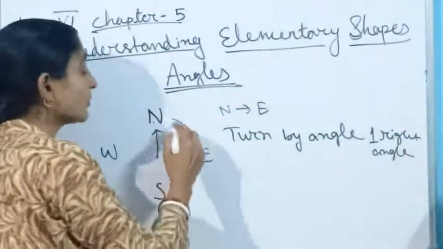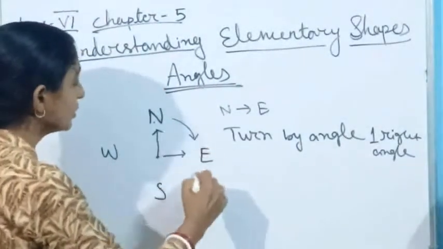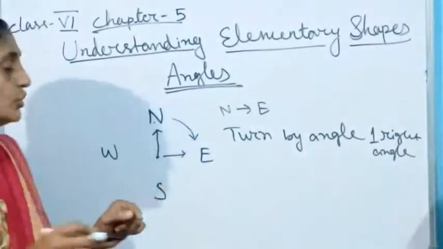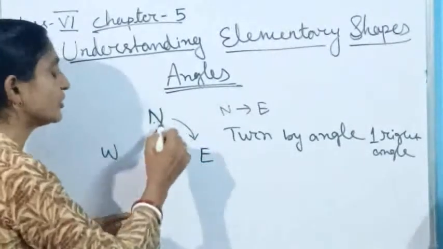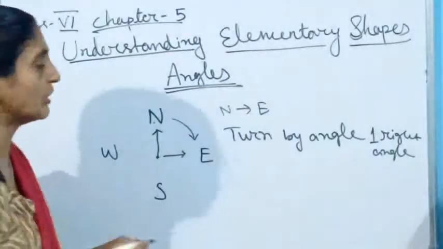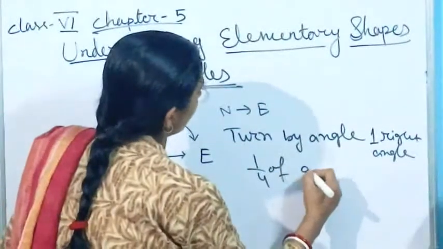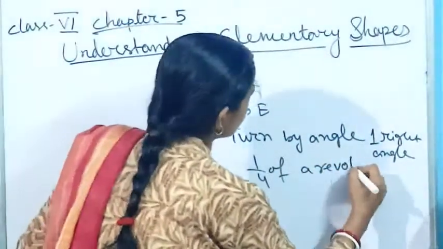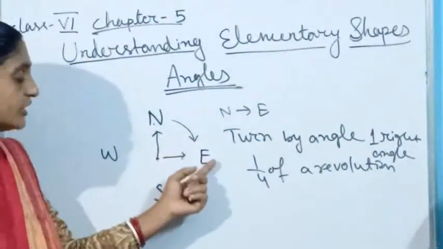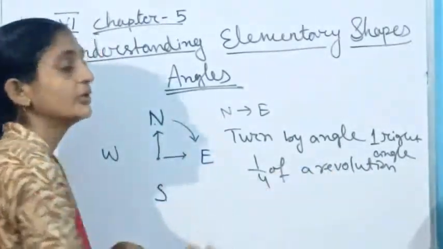And if I ask what will be the fraction of your turning? If you complete a turn from north back to north, that means you are completing one revolution. So if the complete turn is one revolution, what part have you turned in this case? It will be one-fourth of a revolution. Yes or no? I think you are clear about this. If you turn by one right angle, it stands for 1/4 of a revolution.